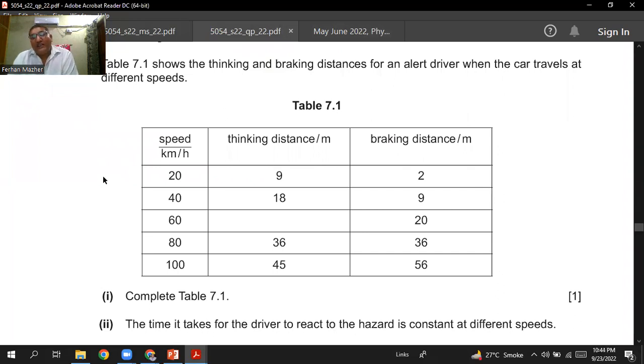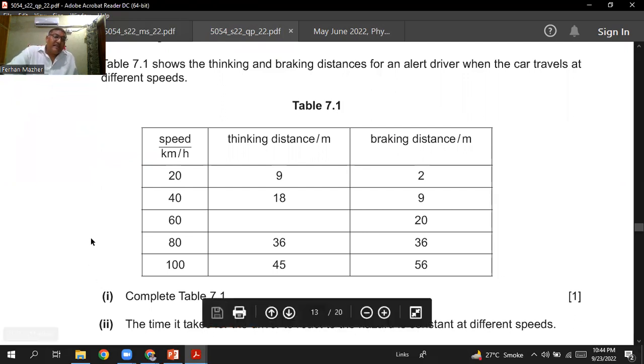When the speed is 40, the thinking distance is 18 and the braking distance is 9. When the speed is 60, I don't know the thinking distance, and the braking distance will be 20. When the speed is 80, the thinking distance will be 36, and the braking distance is also 36. When the speed is 100, the thinking distance is 45, and the braking distance is 56. Complete the table 7.1. So when you double the speed, the thinking distance also doubles.